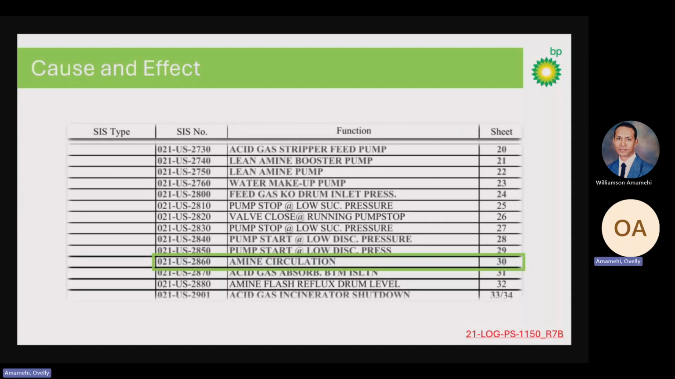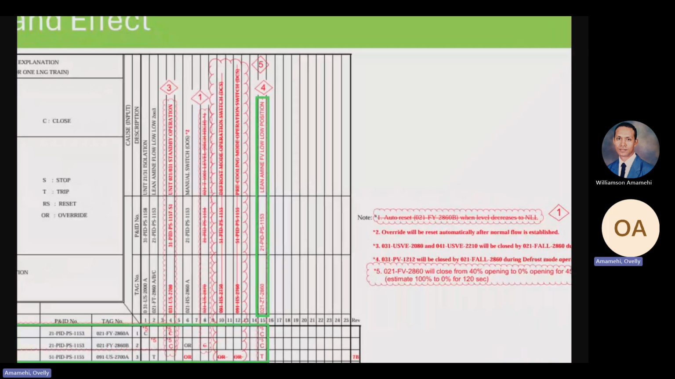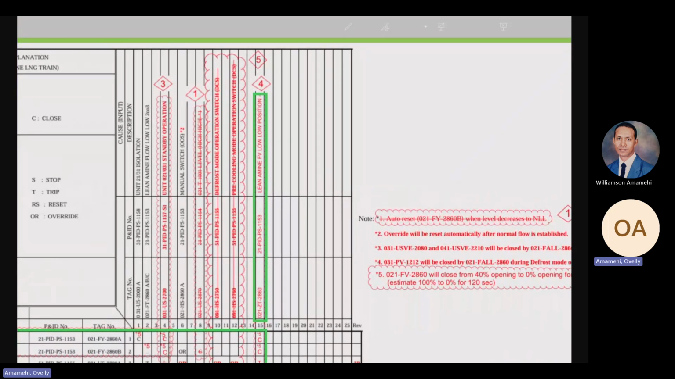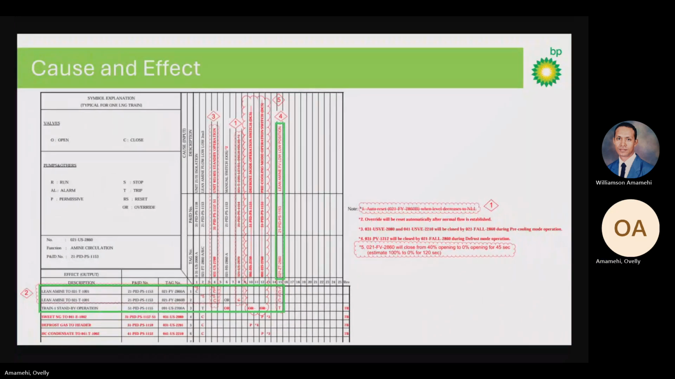And this is the cause and effect. I choose US 2860 as amine circulation. This is the cause and effect chart. This is the cause and this is the effect. So for the cause, I choose lean amine flow valve low position. So the effect of this cause is that flow valve 2860 will be closed and train 1 will be on standby operation.